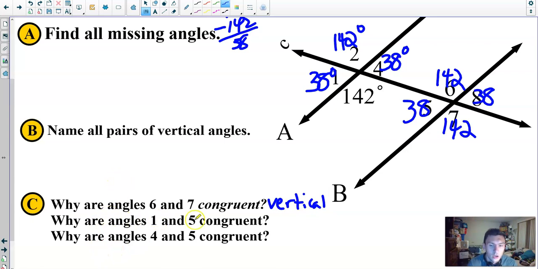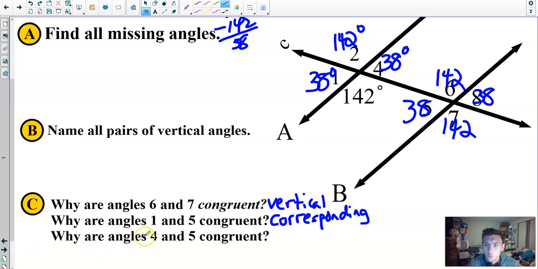Why are angles 1 and 5 congruent? Here's angle 1. Here's angle 5. And those are both in the same position. So they are corresponding angles. They match up with each other. 1 is on like the left. 5 is on the left. They look exactly the same. They're in the same position. Those are corresponding angles.